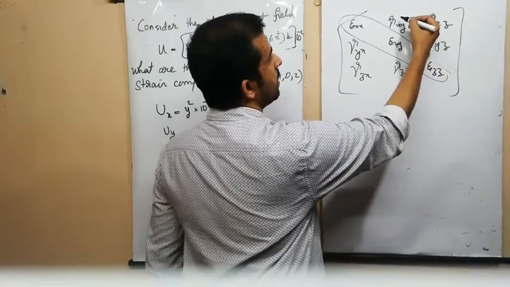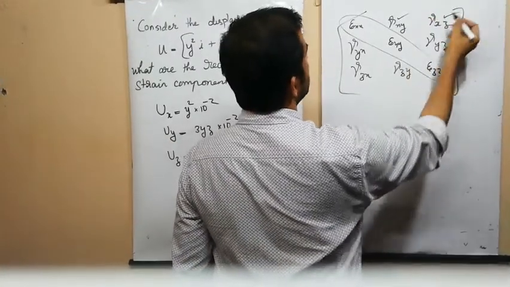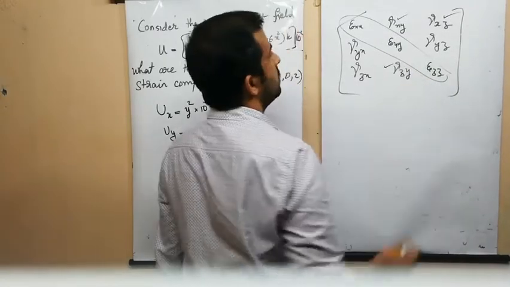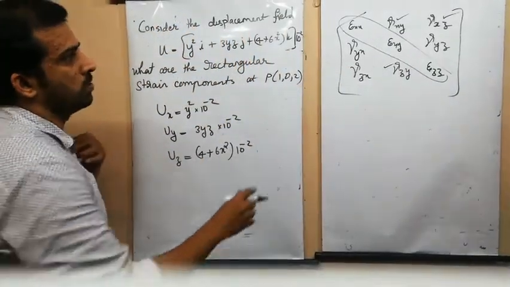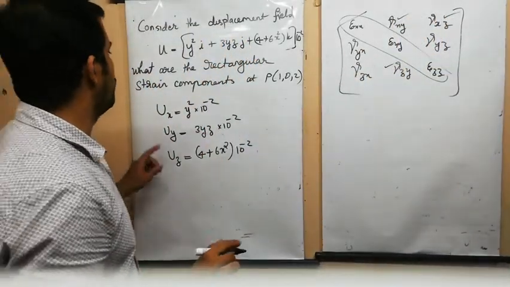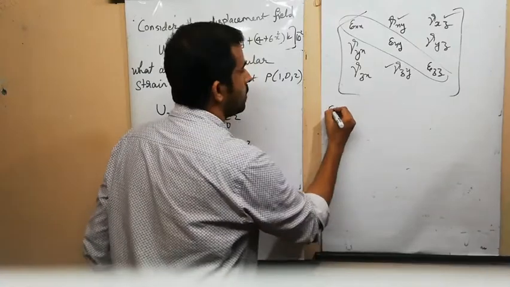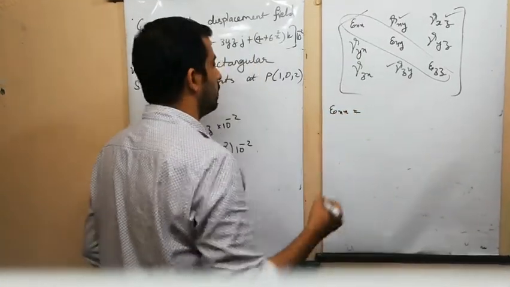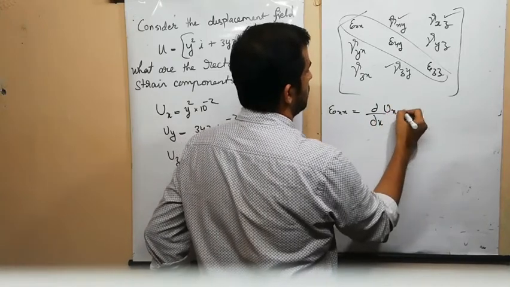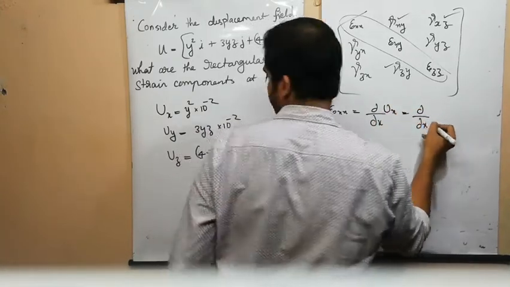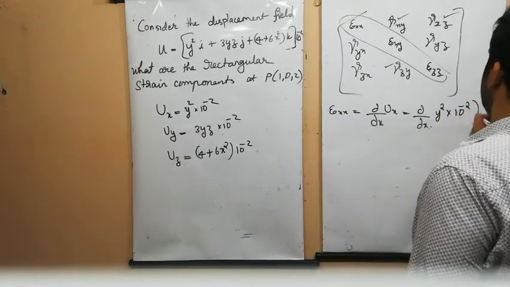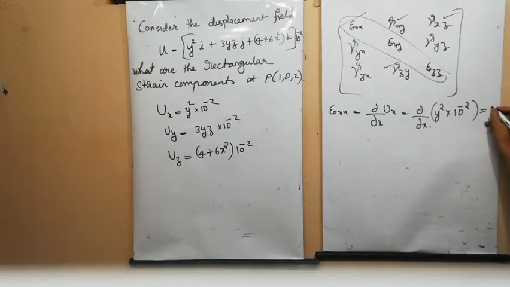Now we can find gamma xy, gamma xz and gamma zy. All these three things now we need to find out. So 1, 2, 3, 4, 5, 6. 6 strain components we are going to find out. So for obtaining the epsilon xx, what we need to do? Epsilon xx is equal to dou by dou x of ux. That is dou by dou x of y square into 10 power minus 2. That is equal to 0.